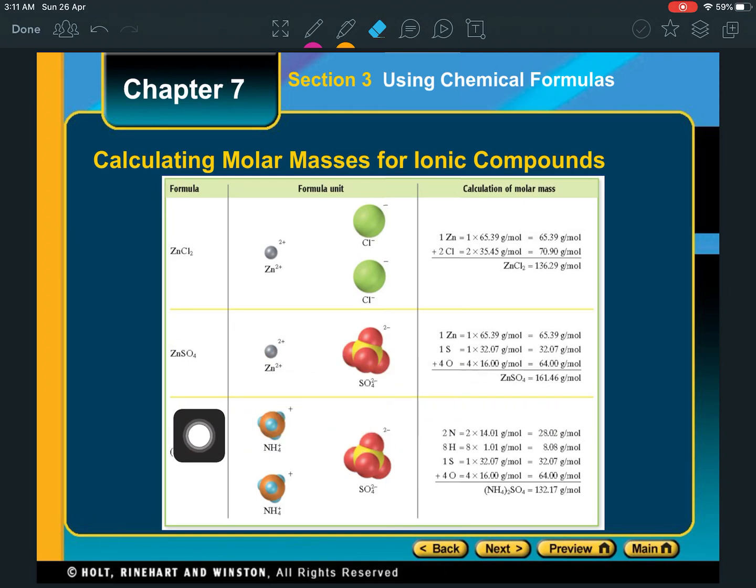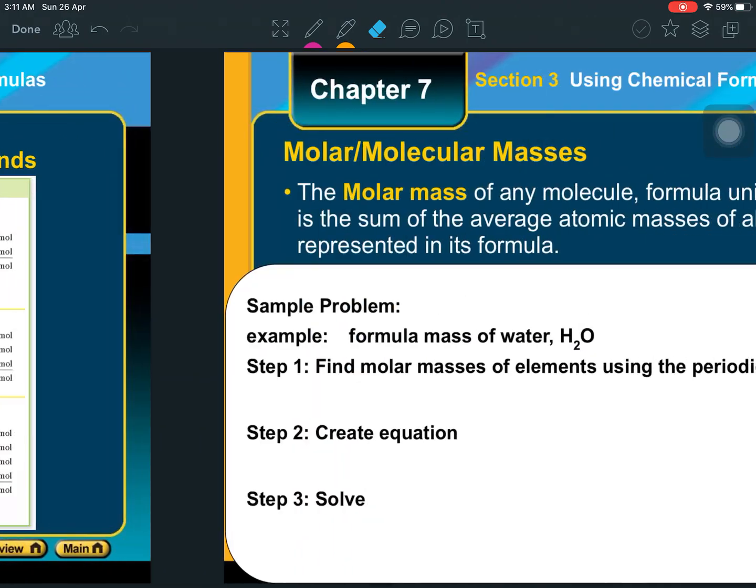The same thing applies to all of these. So you can do it this way, where you find the molar mass of each element and the number of them, then add them all together. I do it in a slightly different way, but whatever is more comfortable for you is what you can follow.